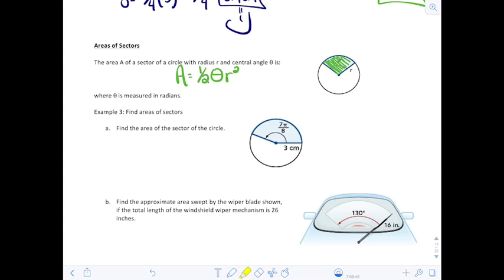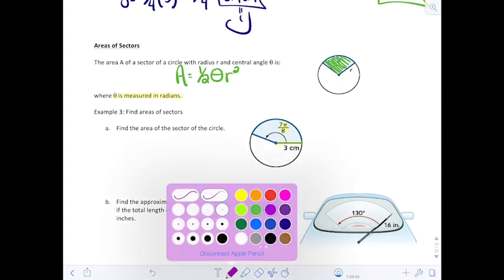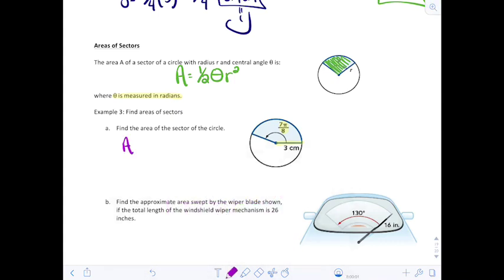And again, make sure that we always use radians when we plug in for theta. So we're going to find the area of this first sector. We have a radius of 3 centimeters and a theta of 7 pi over 8. So as we look at this one, we have area equal to 1/2 theta. Theta is already in radians, so I don't need to change that. 7 pi over 8 times 3 squared.